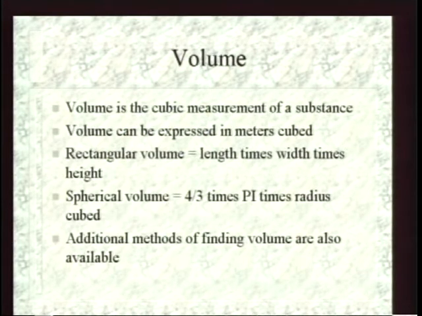Another term is volume. Volume is a cubic measurement of a substance. Volume will commonly be expressed in meters cubed in the metric system. If it's a rectangular volume, it's length times width times height. If it was a perfect sphere, it would be 4/3 times pi, and there's a pi button on the scientific calculator. It'll be equal to 3.14 plus several other digits times the radius cubed.